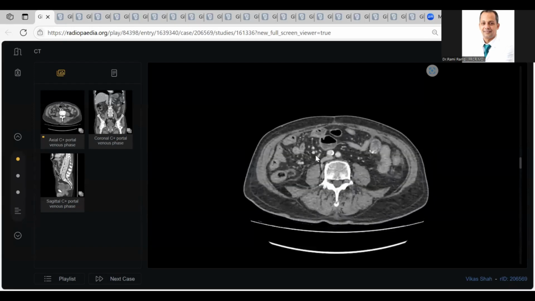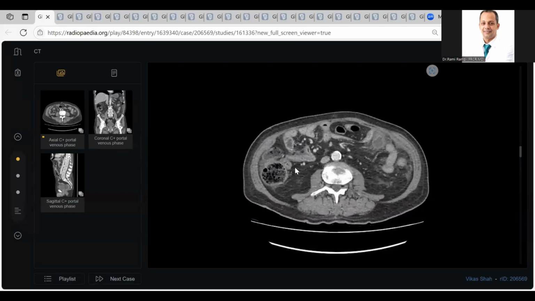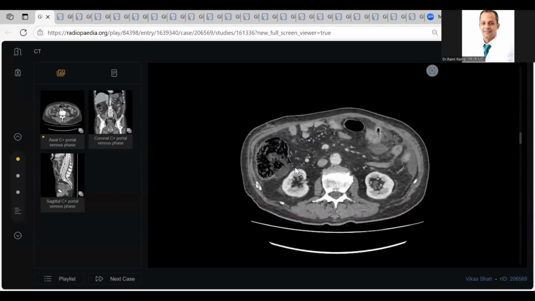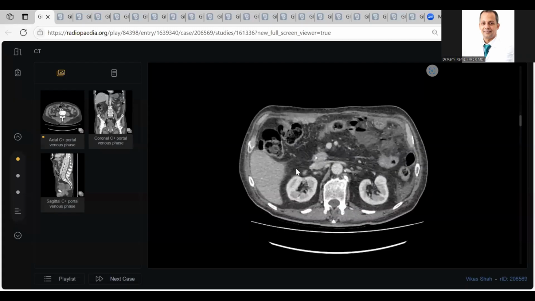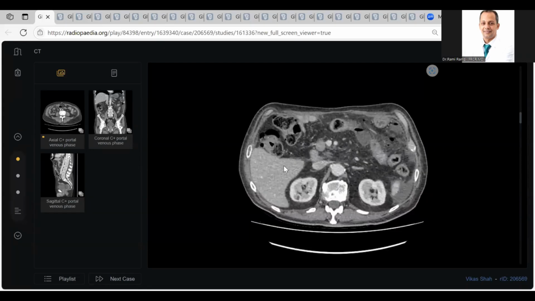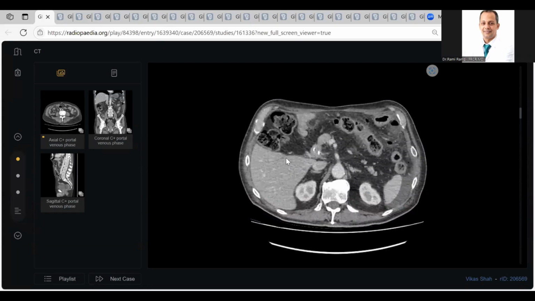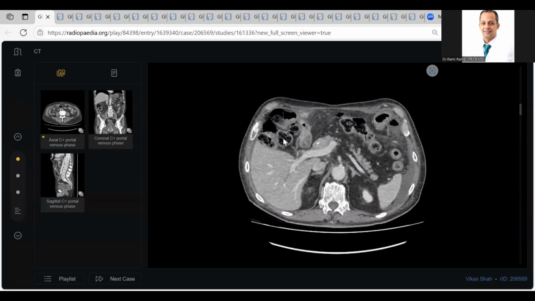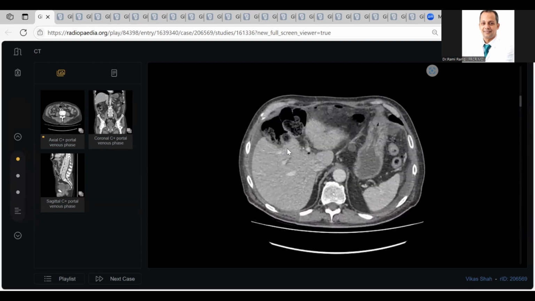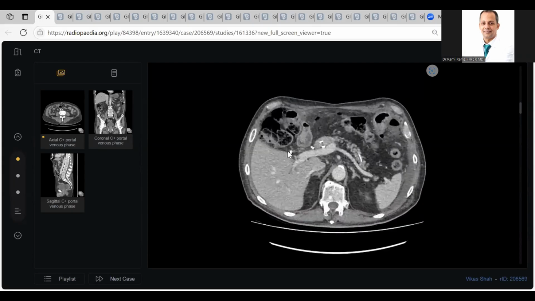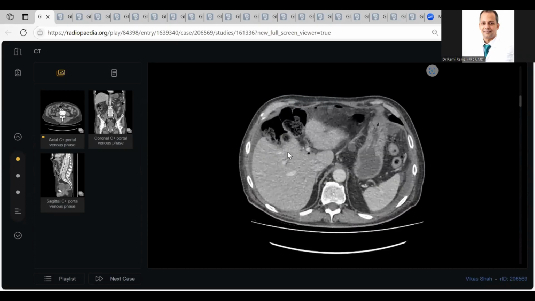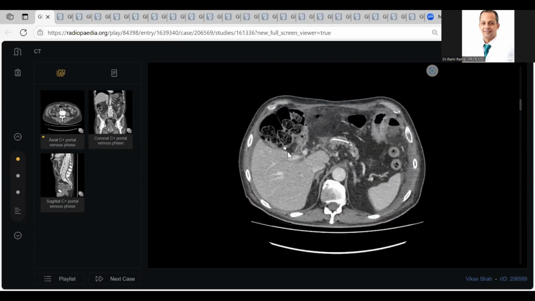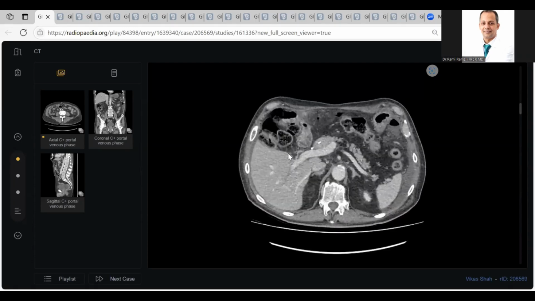So my primary differential in this case, with some subcapsular fluid, a collapsed gallbladder and some pneumobilia, is suggestive of cholecystitis. I'm just looking for any form of gallstone ileus. I can't see anything at this moment. There are also post-cholecystectomy clips here, I believe. So this patient has probably had a resection of the gallbladder.